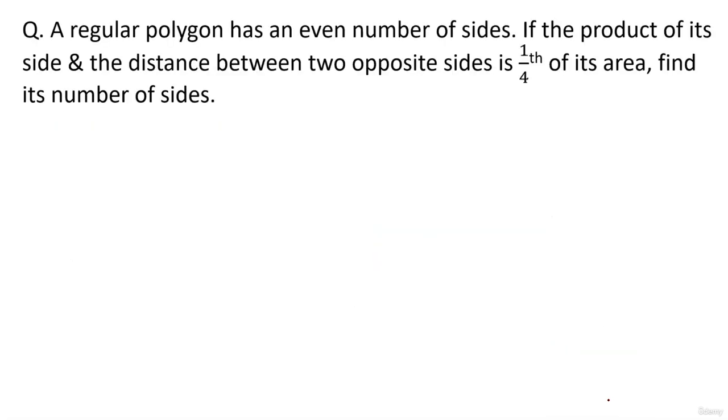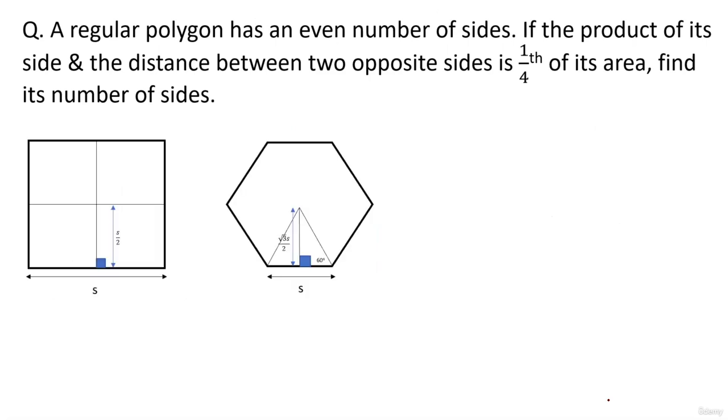A regular polygon has an even number of sides. If the product of its side and the distance between two opposite sides is 1/4 of its area, find its number of sides. Very interesting question, exactly based on the concept we've just seen. As per the question, we have a polygon with an even number of sides. So let's take the square and hexagon as examples.